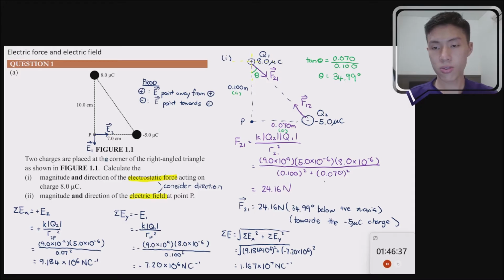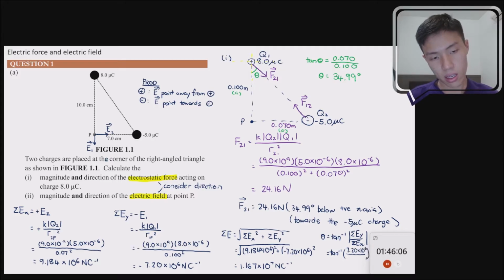Seems fine. Right now for direction, theta can be determined using inverse tangent of sum of Ey divided by sum of Ex. Ey will be 7.20, we modulus it already, so we don't need to put in the sign. Ex will be 9.184 times 10 to the power of 6. Also don't need to put in the sign.